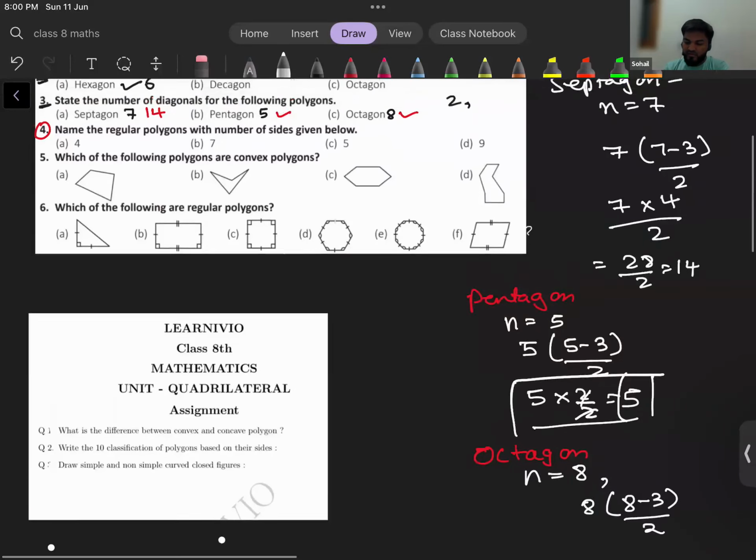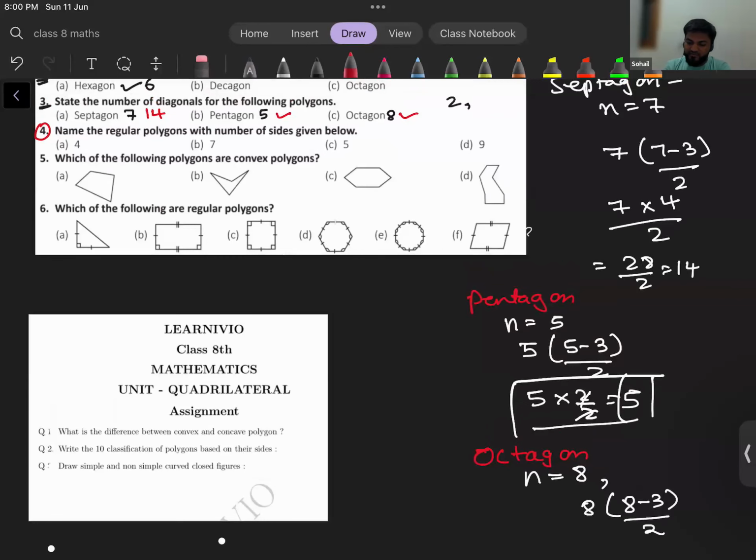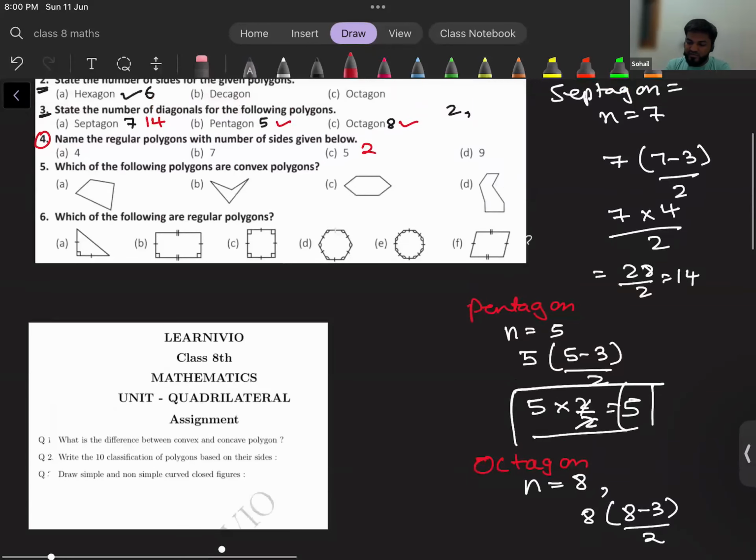And Arhan, very good. That is 20 for octagon here. Okay, now moving on to question number 5.